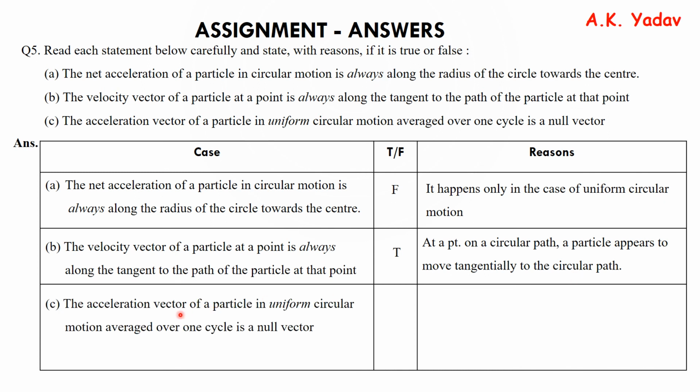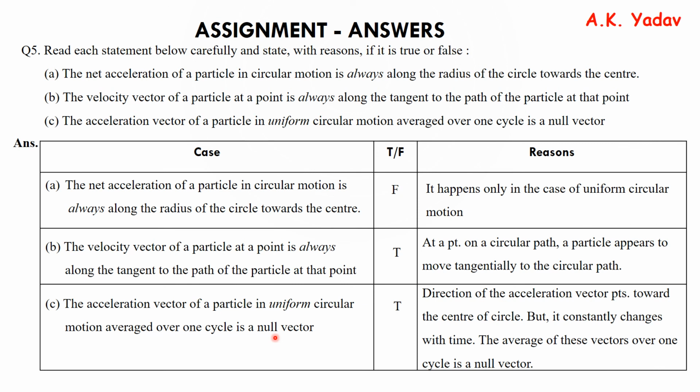The acceleration vector of a particle in uniform circular motion averaged over one cycle is a null vector. This is again true because the direction of the acceleration vector points toward the center, but it constantly changes with time. So the average is null.